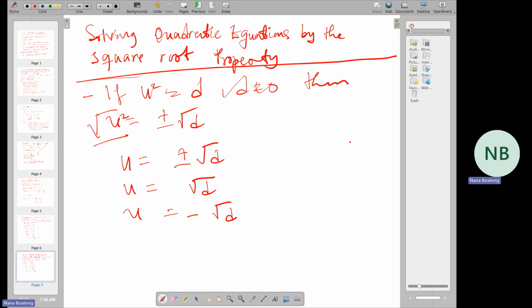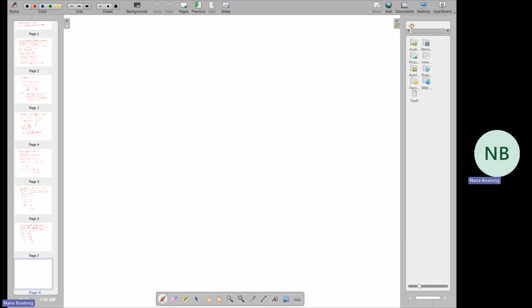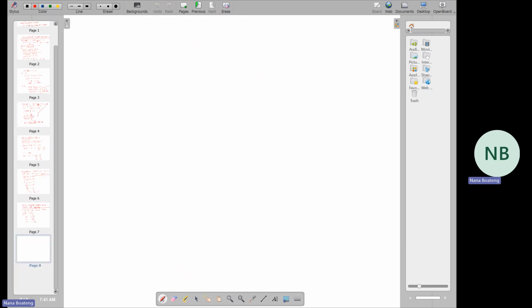So this is the approach that we're going to use to solve examples that involve quadratic equations using the square root property approach. So let's use an example to explain this further. This would be example 4.